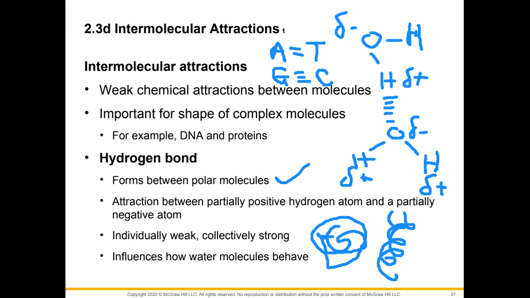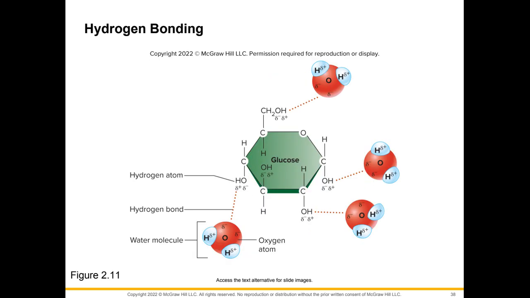Okay, so hydrogen bonding is formed between polar molecules. It's considered weak individually, but together they're very, very strong. And here it shows you a hydrogen bonding between a sugar molecule, glucose, right, and water. You see here? Here's the slightly positive, here's the slightly negative. So that's why glucose is a polar molecule, and it likes to interact with water.